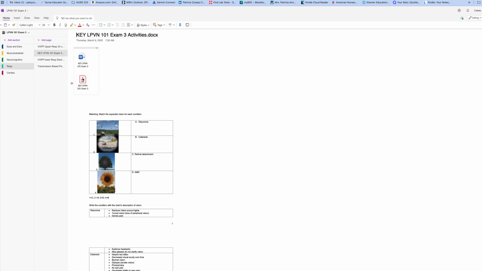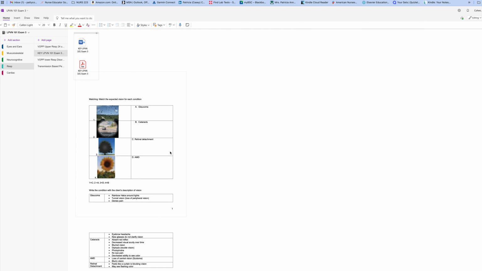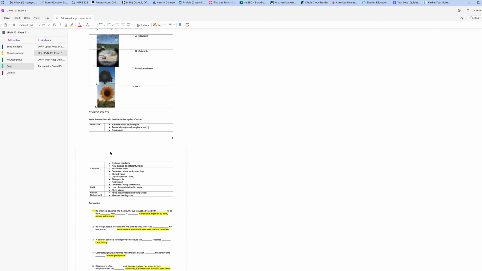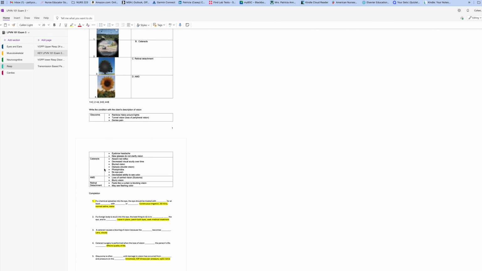Lastly, here are the answers to the activity in class. One is C, so this is retinal detachment. Two is glaucoma. Three is AMD. And four is cataracts. Okay, this is the vision they're going to see. Make sure you know how it's described. So this first condition was glaucoma, the second condition was cataracts, third condition was AMD and retinal detachment.